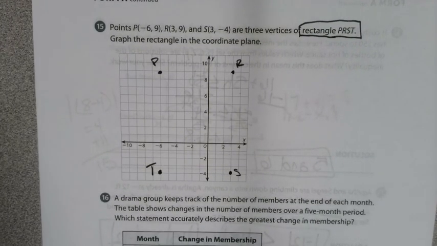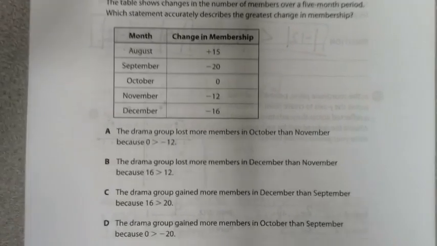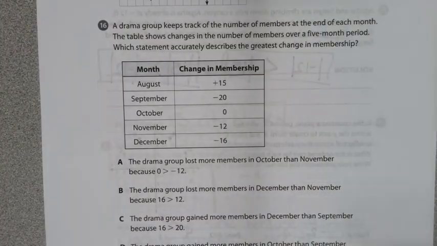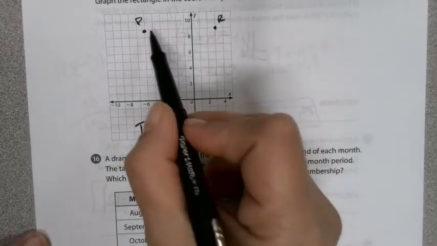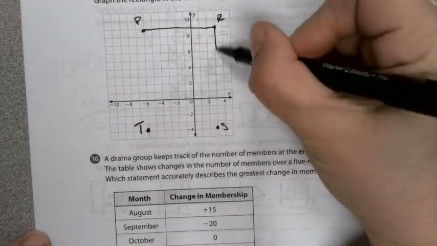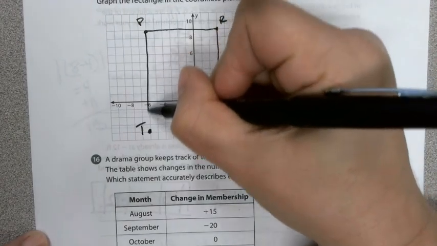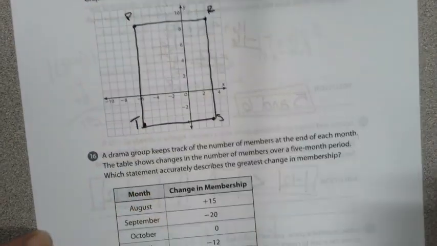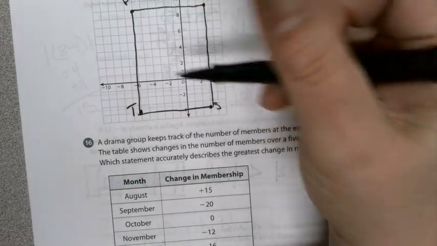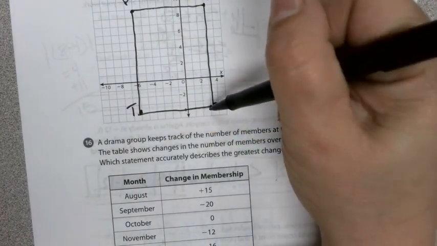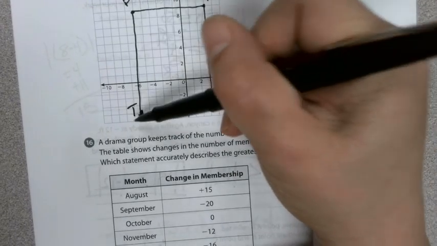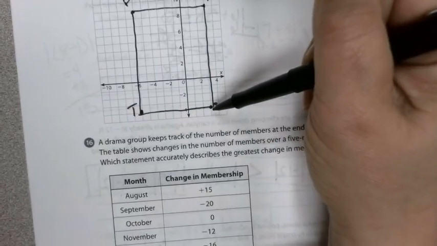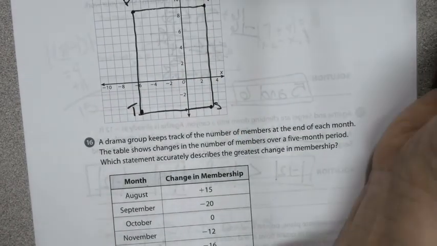And does that make a rectangle? It does, so I know I put it in the right spot. My T had to be a reflection of my P with the x, but then the same y as S.